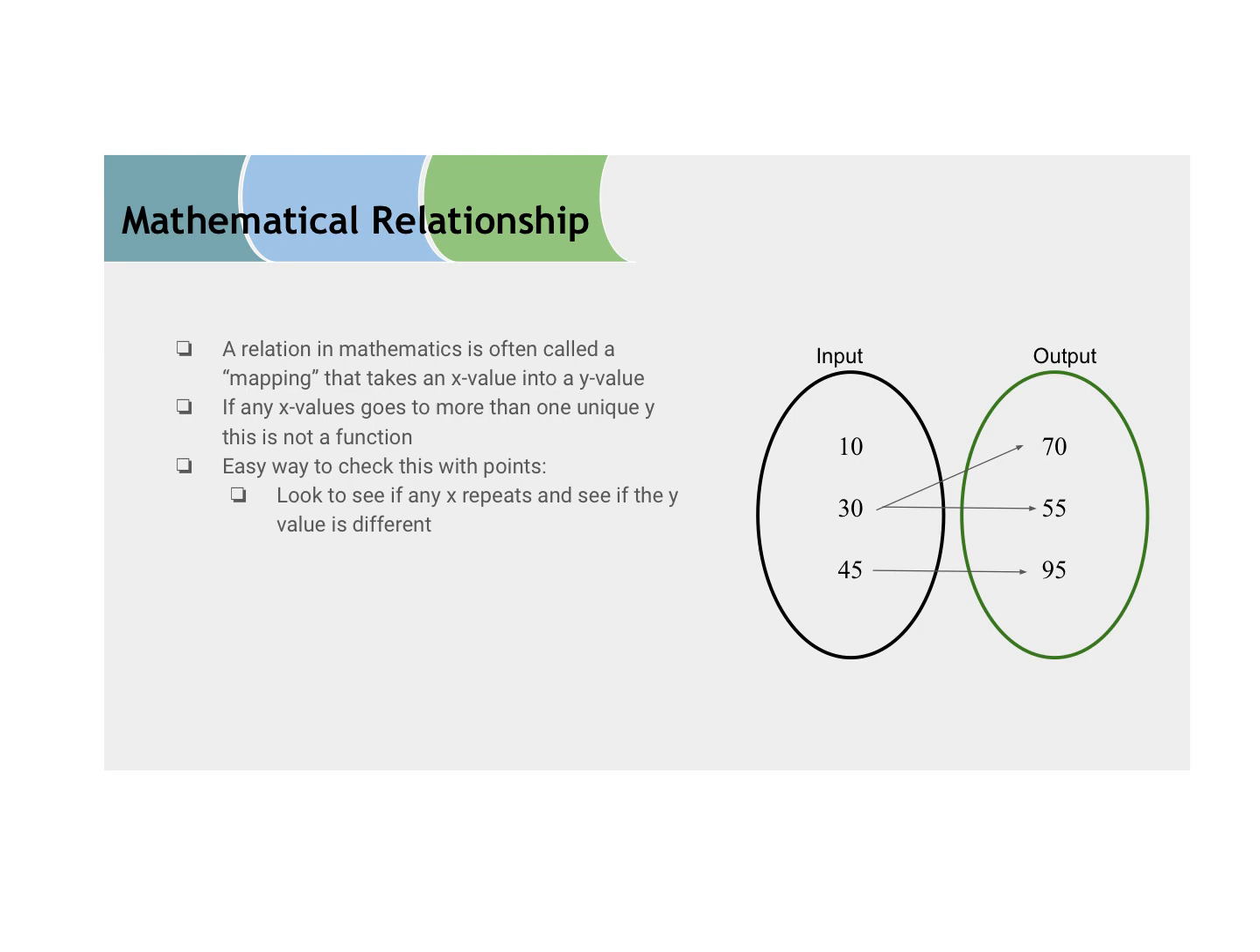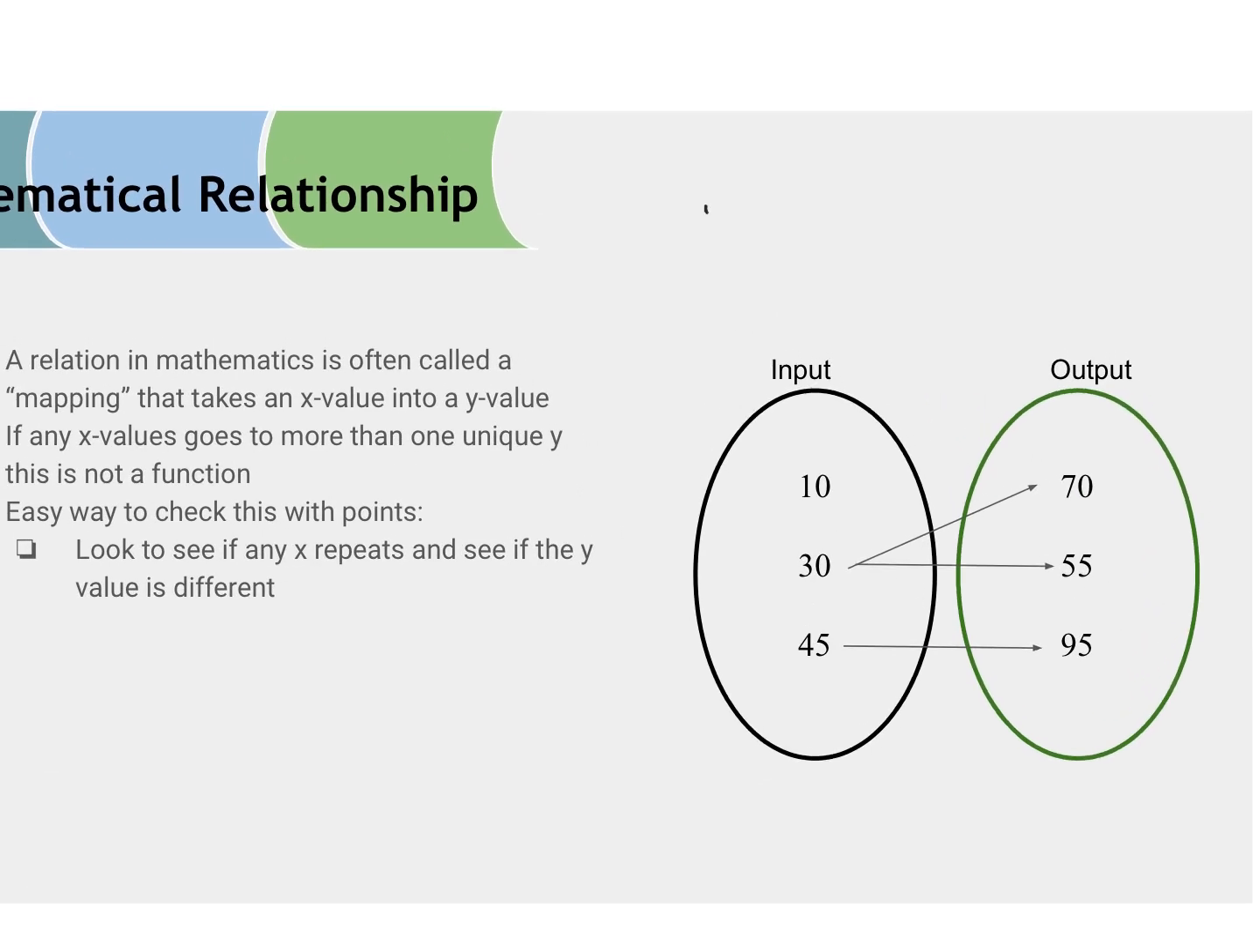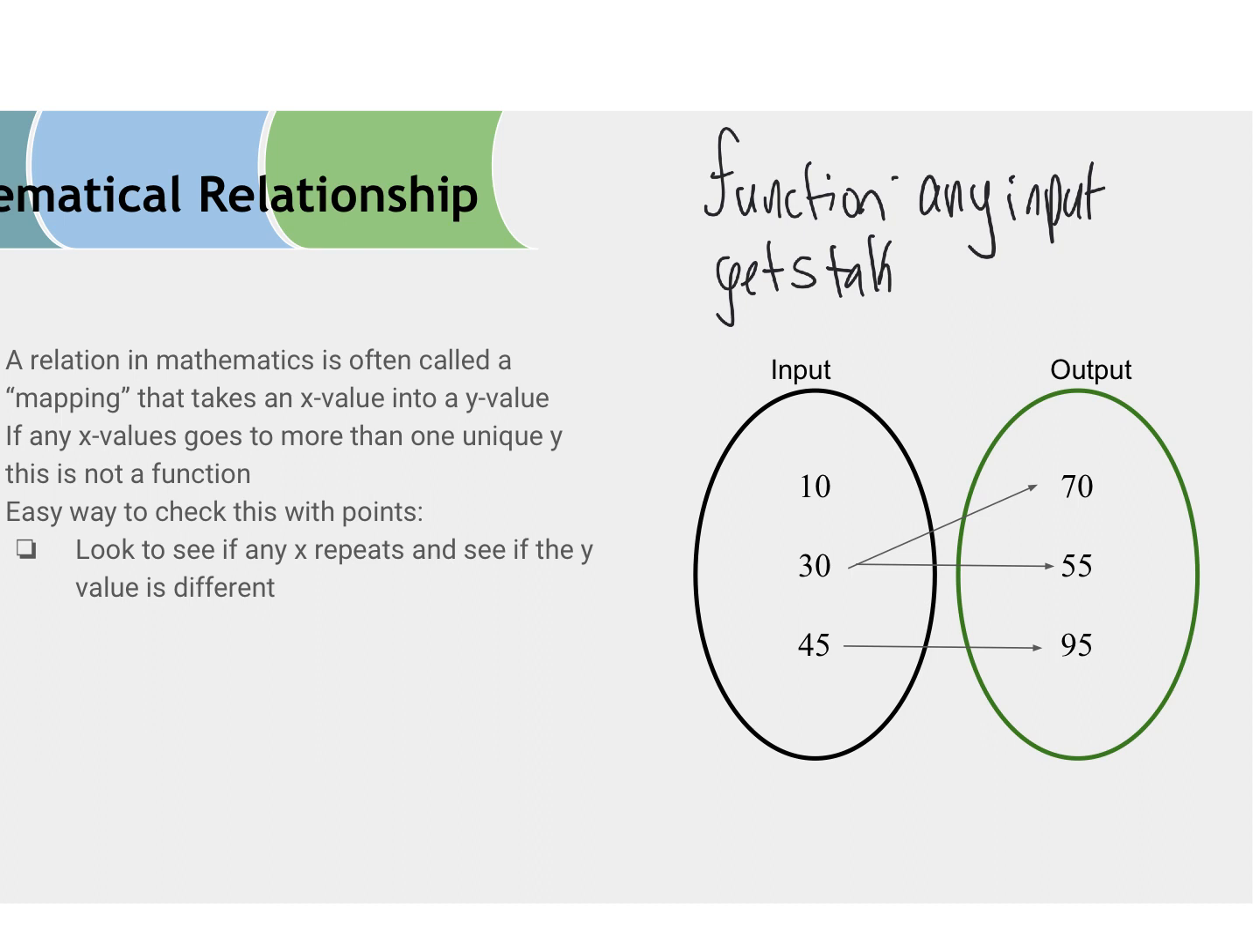Now in math, we have a very specific type of relationship we want to call a function. And that has one real specific characteristic. Any input gets taken to, I'm going to use the word unique, output. And what that means is a unique output would be only one potential answer.